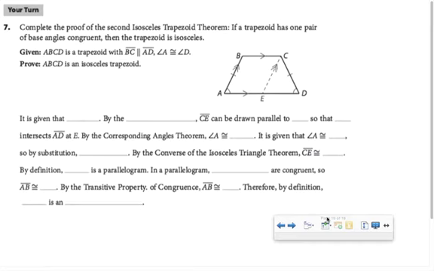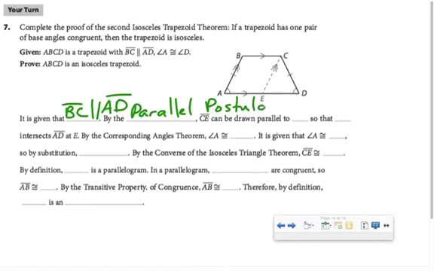Here we're proving that if I have a trapezoid where the base angles are congruent, I can show that it is an isosceles trapezoid. So I'm basically proving the exact opposite, or not opposite, but in the opposite direction of what I just finished proving. Okay, so it is given that BC is parallel to AD. By the parallel postulate. So hopefully you're starting to see that the proofs will resemble each other.